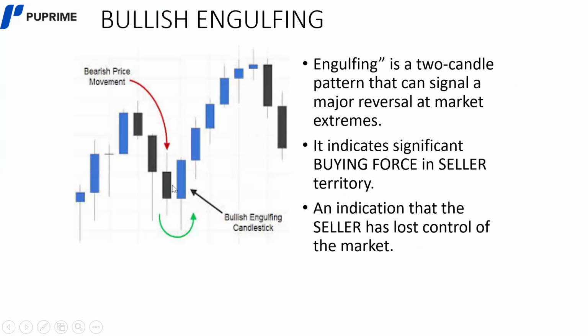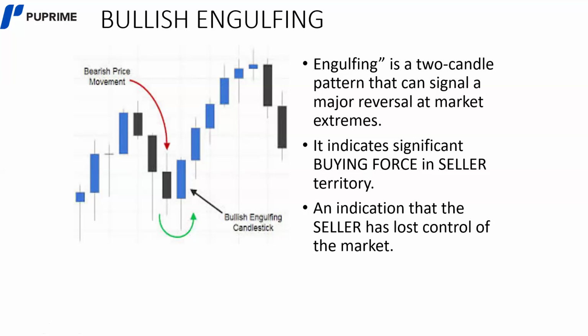Now we can see, I said it is two different candle formations. The first one is bearish, the second one has to be what? Bullish. The new one has to be very bullish, meaning that it has to swallow up the first one. The size of the new one has to be twice the size of the previous one. So that is the bullish engulfing candle. It indicates significant buying force in the seller's territory.